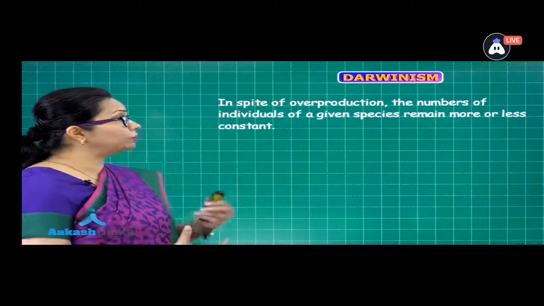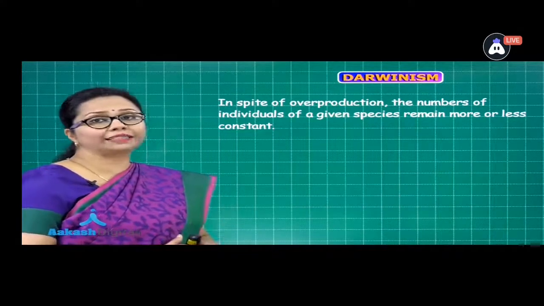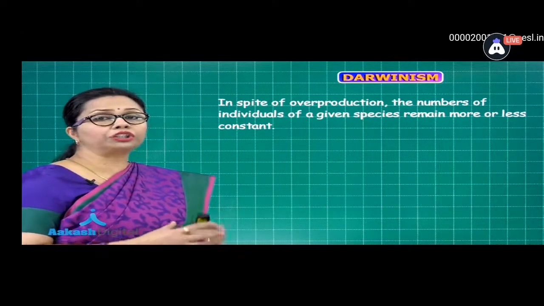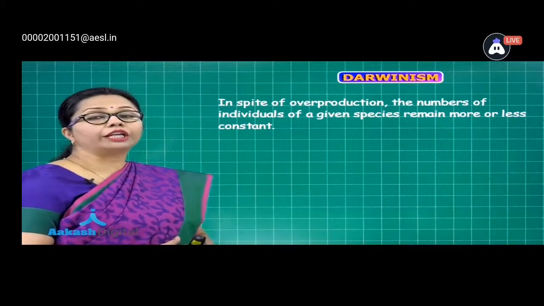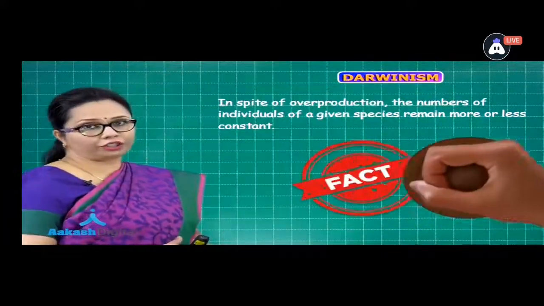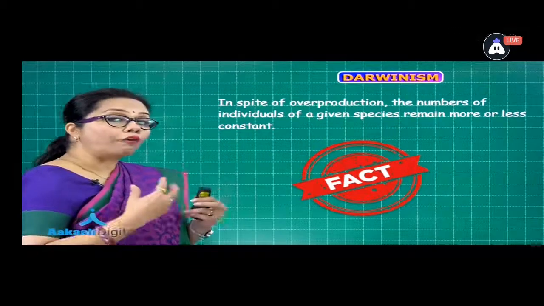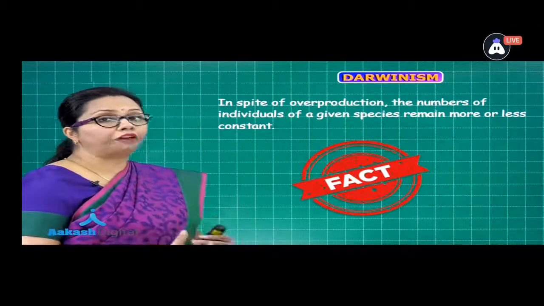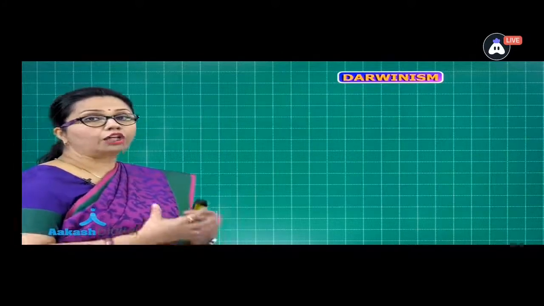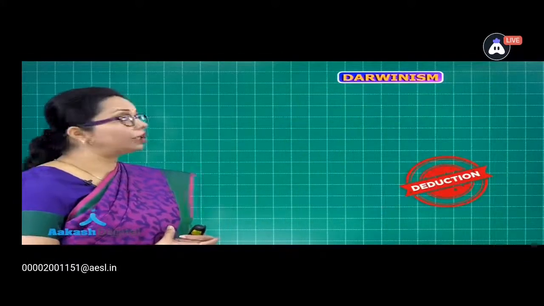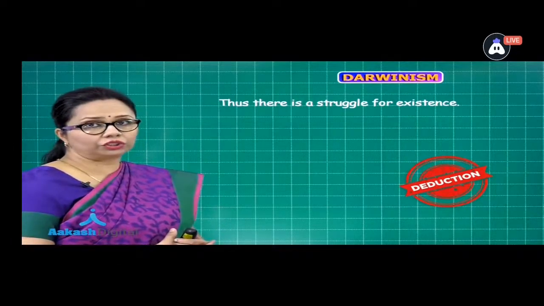Now, moving on to the next part, that in spite of this overproduction, still there is constancy of population. The populations tend to remain constant even though there is overreproduction. Now, this is another fact. So, from these two important facts, the deduction we arrive at is that the resources are limited, leading to struggle for existence.